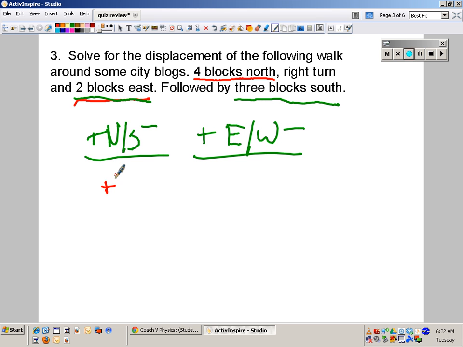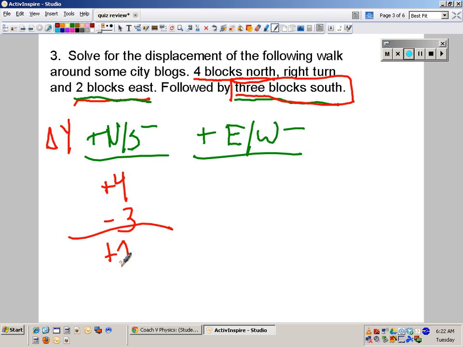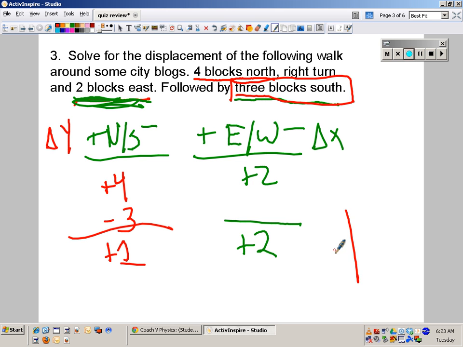So the north will give a plus 4. 3 blocks south will give a negative 3. And my total change in direction in the up and down motion, we'll call this in the y, is positive 1. On the other color, 2 blocks east, I'll call that a plus 2, no westerly motion. So our change in the x direction is a plus 2. So in the y, in the up and down, change in y equals 1.